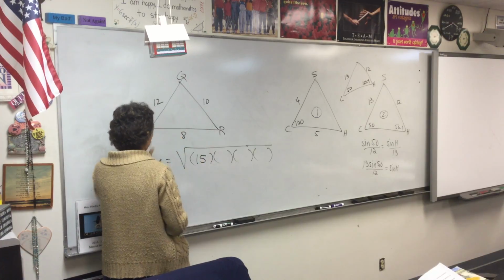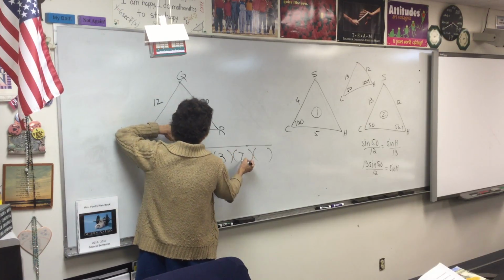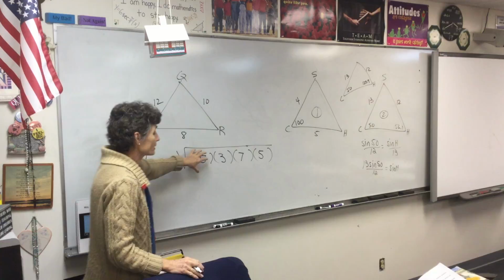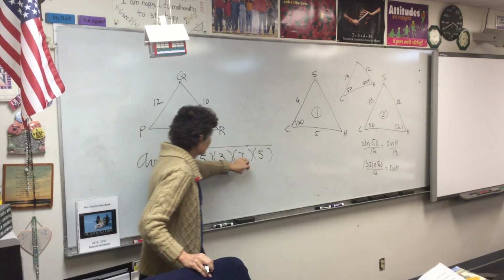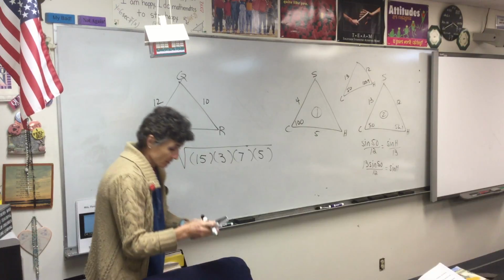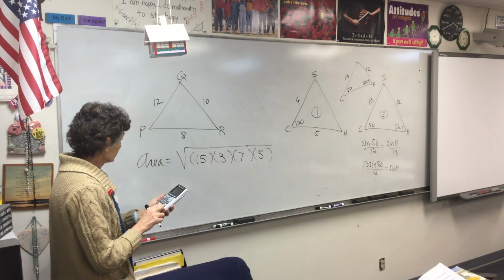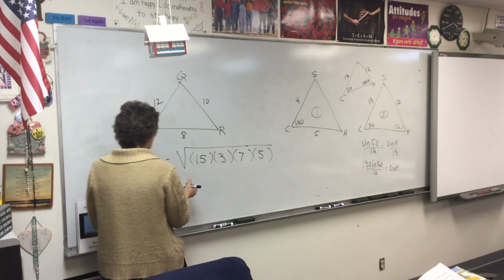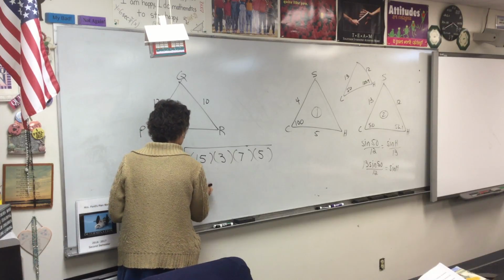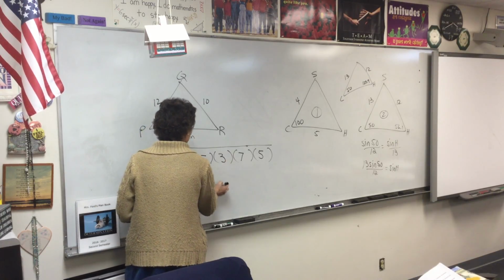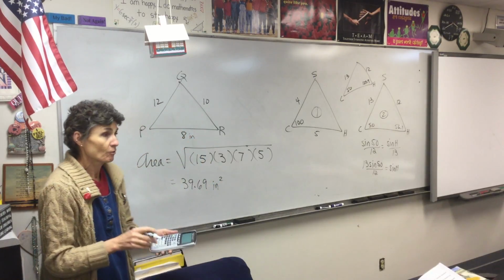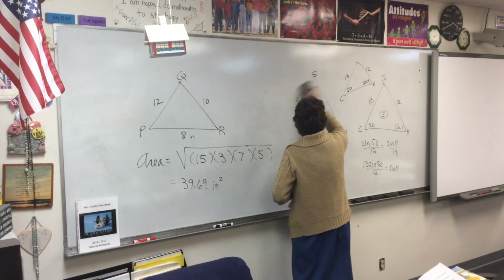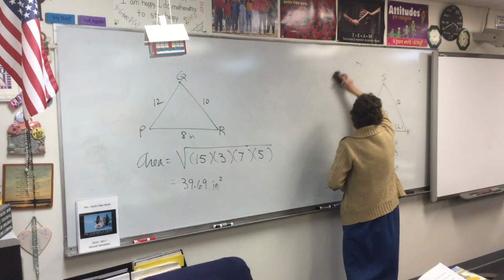15 minus each side. So 15 minus 12, 15 minus 8, 15 minus 10. That's what goes in there. So we start with our semi-perimeter, and then we take the semi-perimeter minus each side. Then we just multiply them all together and take the square root. I got 39.69. And if these were inches, that would be square inches, whatever the unit is. You're finding area, so it's going to be a square unit. If there's no unit, we put unit squared.